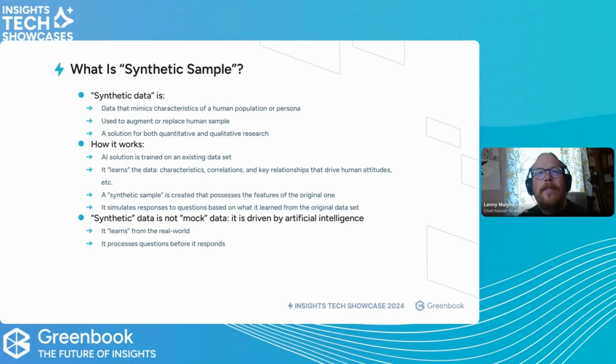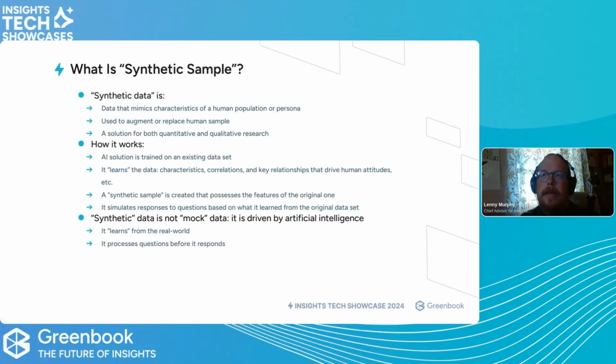All right, so what is synthetic sample? Well, maybe a better way to think about it is synthetic data. And effectively, it's data that mimics characteristics of a population or a persona. We use it to augment or to replace human sample. And it works in both quantitative and qualitative research. And we've been looking at these ideas for a really long time. Lookalike models, personas, segmentations. It's a variation on that on steroids.